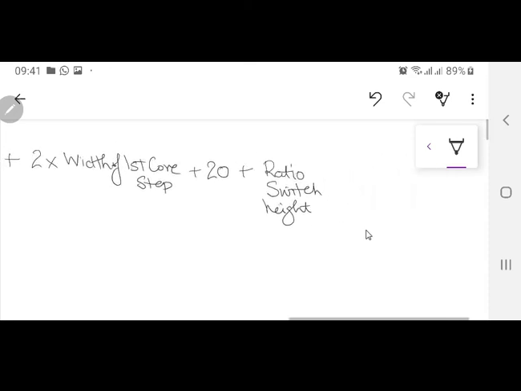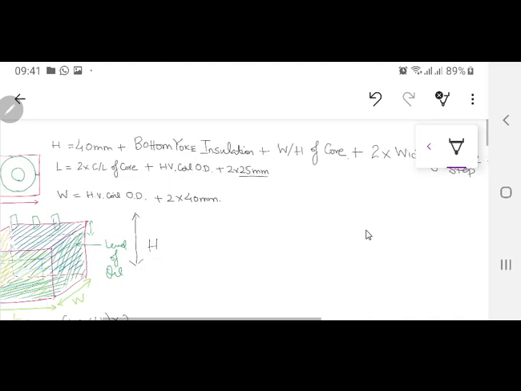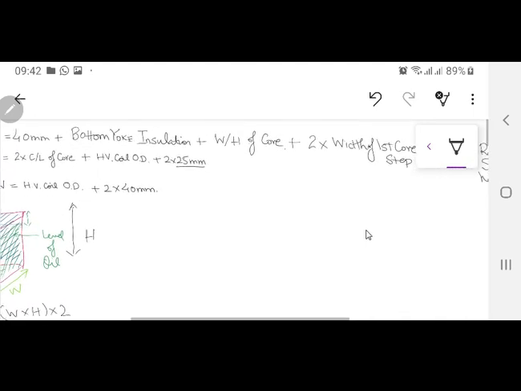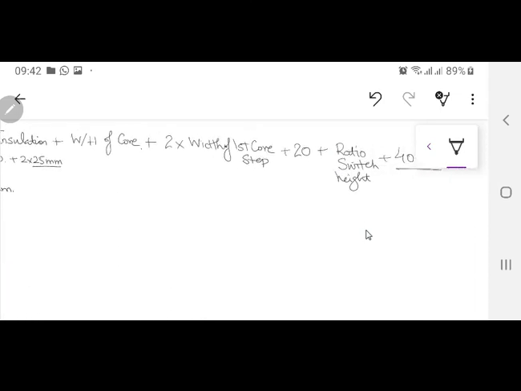And then the last thing is going to be that 40 mm clearance distance that you have added in the below, you are adding also at the top. So what is this? The height of the tank is equal to 40 mm, again the clearance distance, plus the bottom yoke insulation plus the window height of the core plus 2 times the width of the first core step. Technically yes, you are overall correct over there, but they are just adding a little bit more distance I guess.